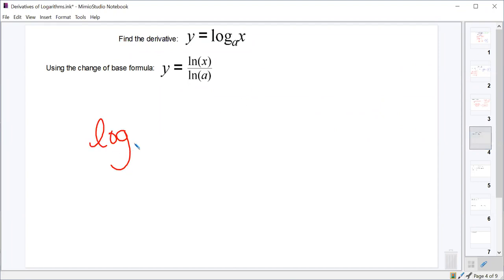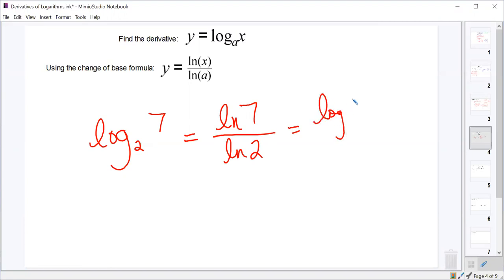The change of base formula says that if I have a logarithm in any base, let's say log base 2 of 7, I can convert that into any base I want. We'll convert to natural log by taking the natural log of the argument of the logarithm, so it's 7, and dividing it by the natural log of the original base. So log base 2 of 7 should be the same as natural log of 7 over natural log of 2. Should also be the same as log base 10 of 7 over log base 10 of 2.